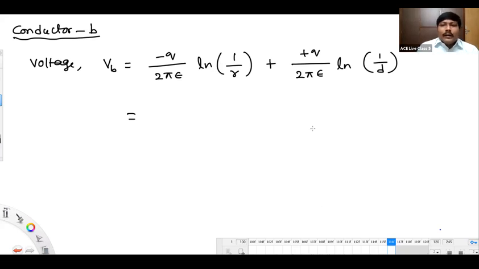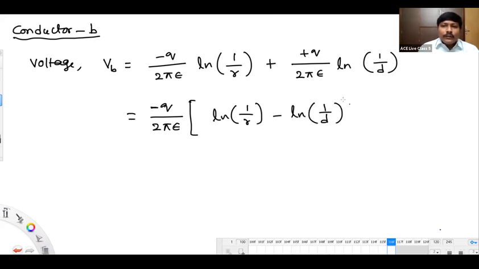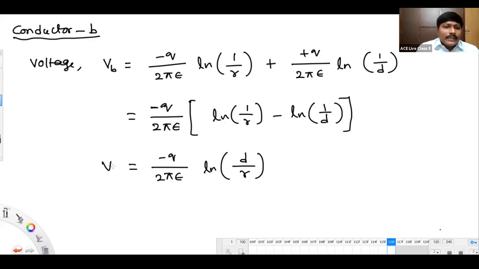Let's take out this Q by 2 pi epsilon. I'll say minus Q by 2 pi epsilon, which I am taking out. So here you will get ln of 1 by r as the first term, and the next term will be minus ln of 1 by d. So it will come to minus Q by 2 pi epsilon, and taking the subtraction, you will get ln of d by r. This is the voltage at conductor B: minus Q by 2 pi epsilon ln of d by r.